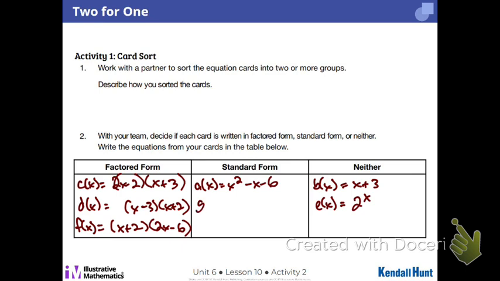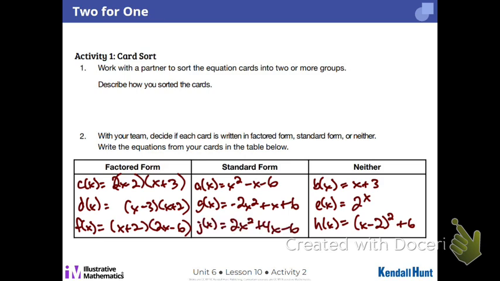G of x, standard. I've got a quadratic term. H of x, neither. So I do have linear times linear, but I also have this constant chilling. And then J of x, standard. Wait, why is H of x neither? Because of the constant right there. If it was just x minus 2 squared, it would be. It's the constant. It's a different form that we haven't discussed yet.